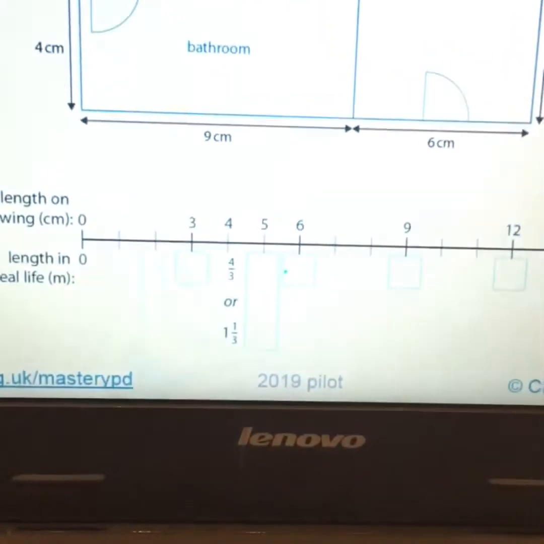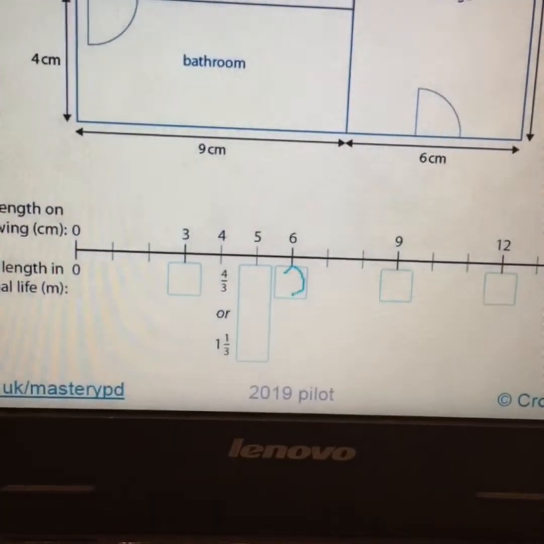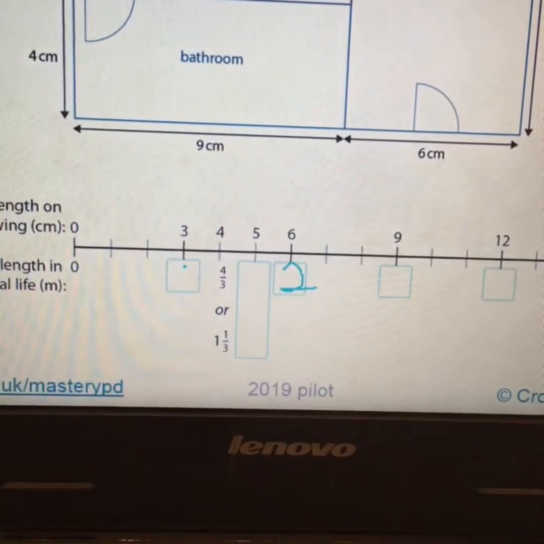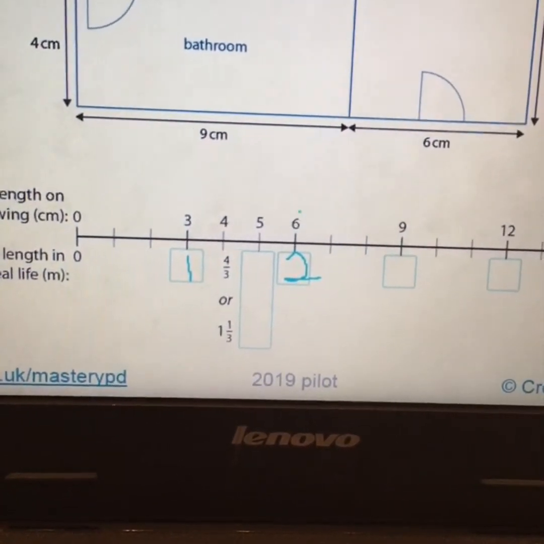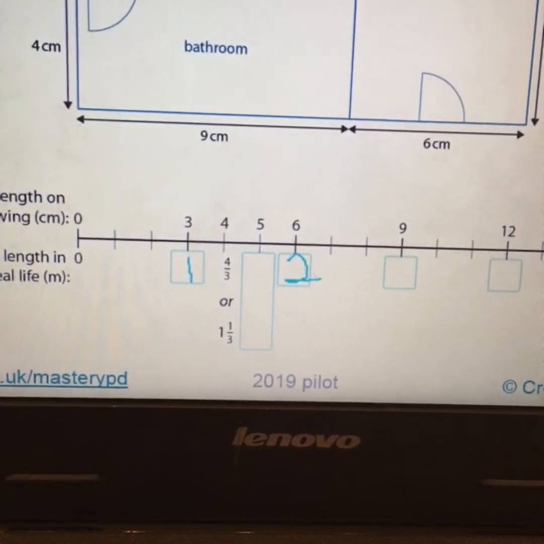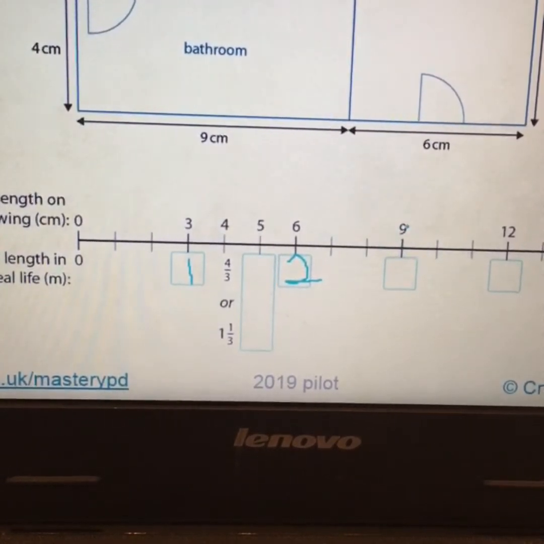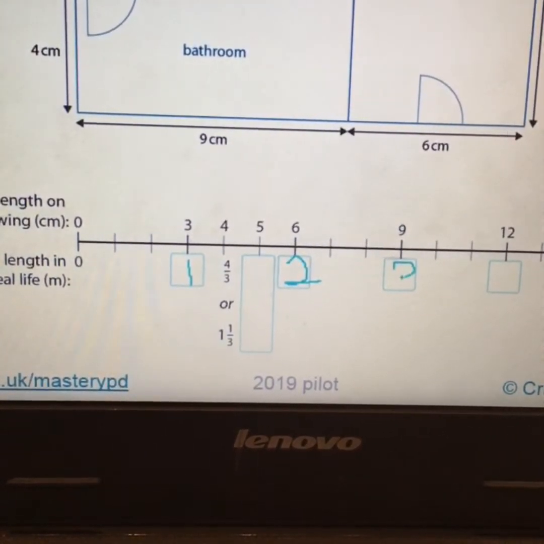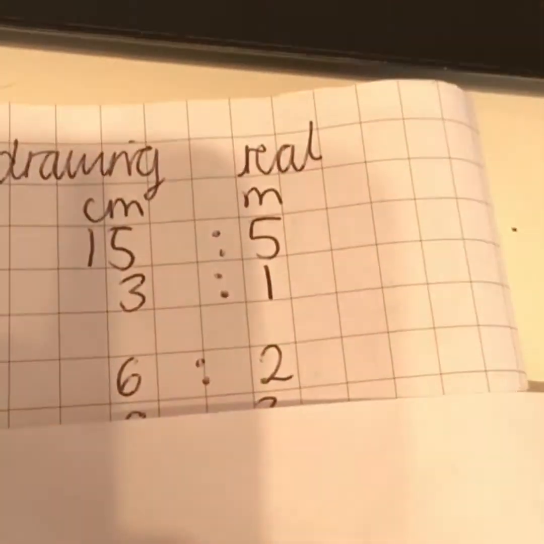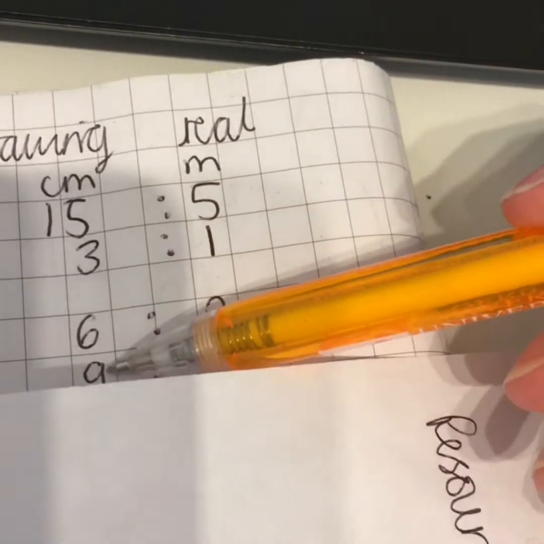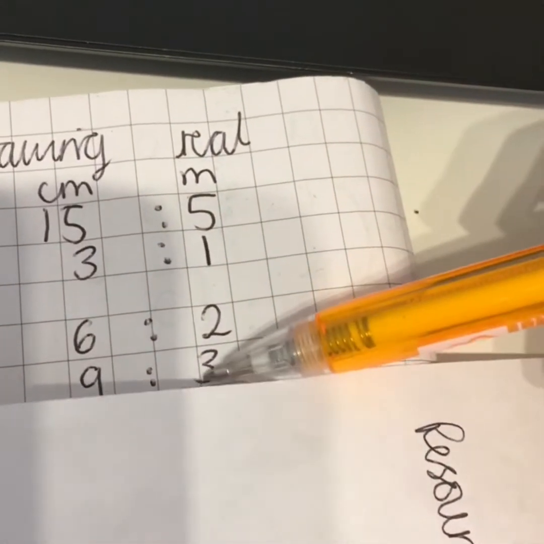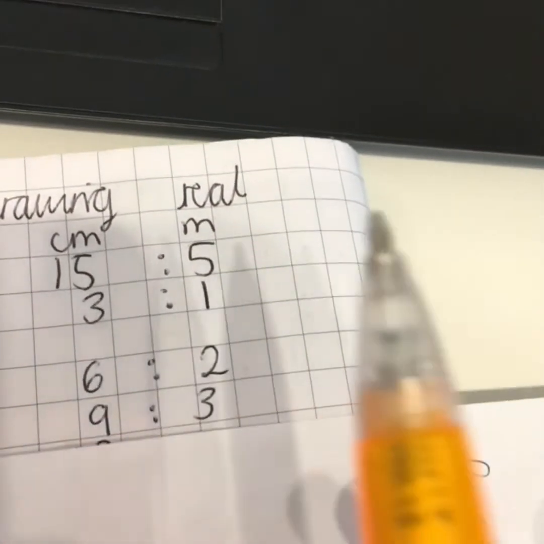And I'm going to write this onto my number line here. So 3 centimetres is the same as 1 metre. 6 centimetres is the same as 2 metres. What's 9 centimetres going to be then? Well, it's going to be 3 metres, because you've timesed this by 3, so you need to times this by 3. Next one then, what would 12 metres be?